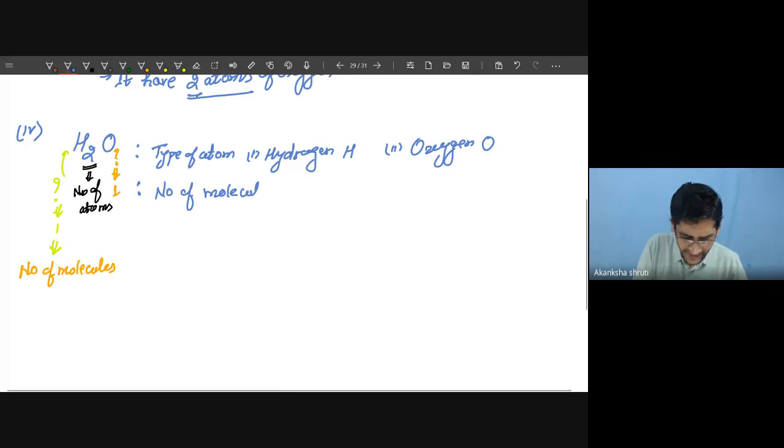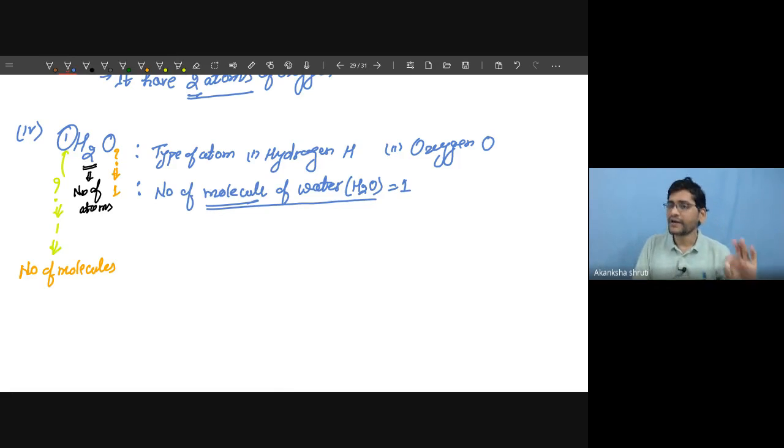Yes, can you tell me, student? Whatever number is written before this H2O, if nothing is written, it means 1. So the number of molecules of water, whether you write water or H2O simply, is 1. But this water molecule itself contains various kinds of atoms, and considering the total atoms, we can say its atomicity.